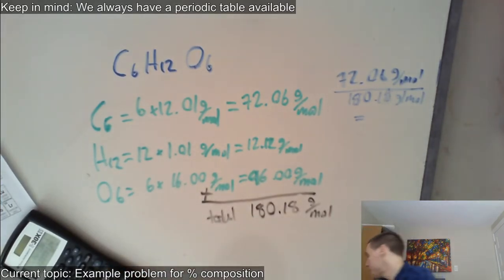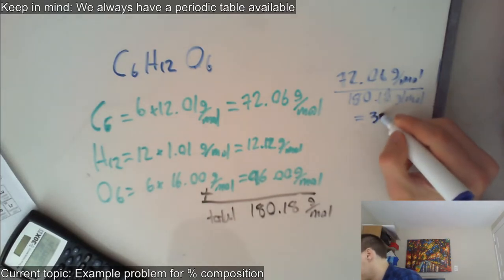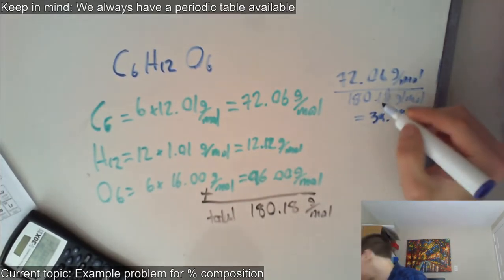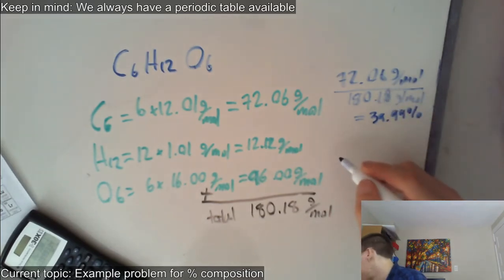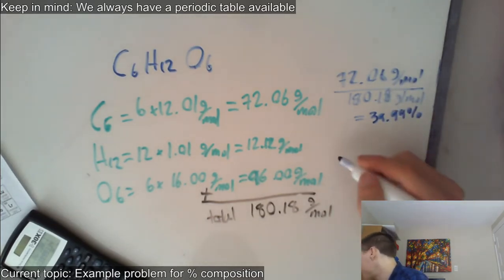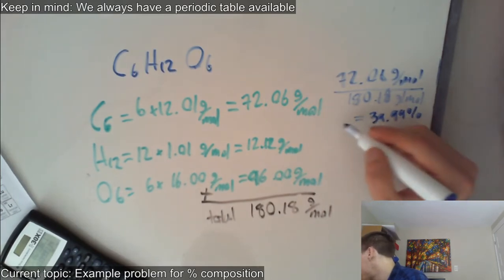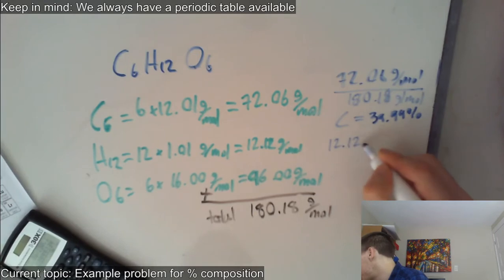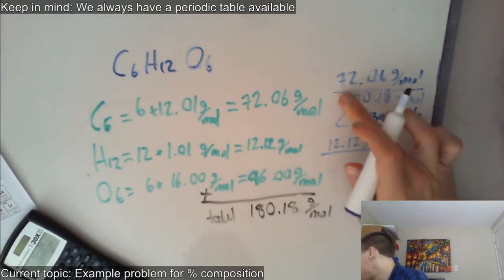Is pretty close to 40%. 39.99%. For the hydrogen, it would be 12.12 grams per mole divided by my total.